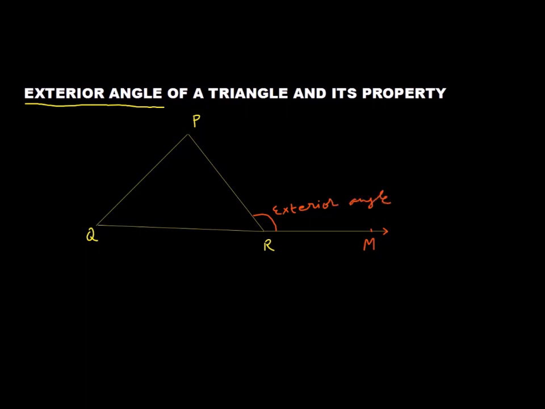and along with this exterior angle, the triangle already has three interior angles. These three: angle P, angle Q, and interior angle R. At point R, at vertex R, you can see two angles. This one is the interior angle, and the other angle, angle number 2 here, is the exterior angle.